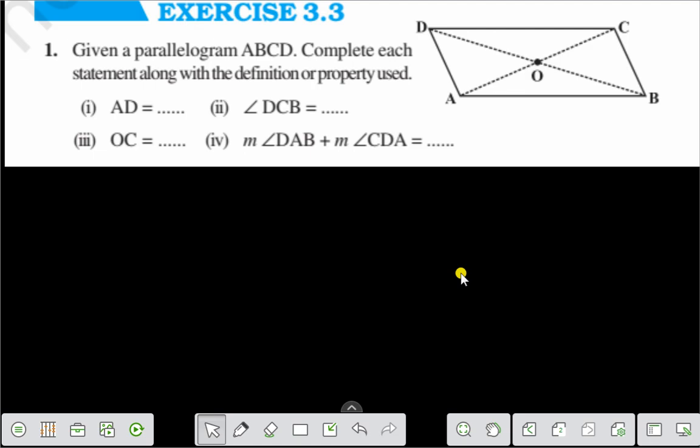Hello everyone. Today I shall discuss exercise 3.3 question number 1. Given a parallelogram ABCD, complete each statement along with the definition or property used.